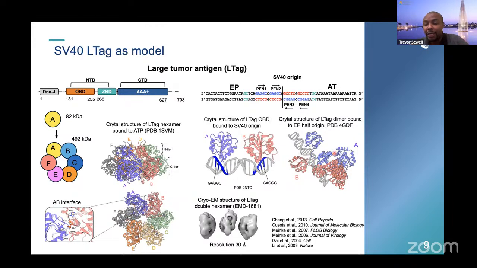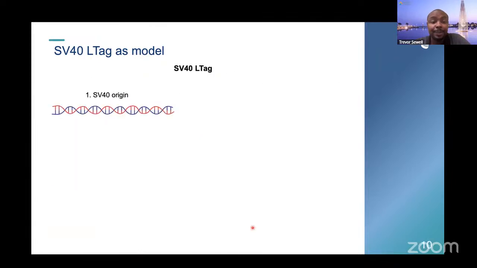the hexamer nucleation occurs. And another interesting structure, although very low resolution, was the cryo-EM structure of the double hexameric helicase at the origin that was reported in 2010. However, the DNA was not resolved in the structure, so the mechanism of how this process is going on was still unclear.